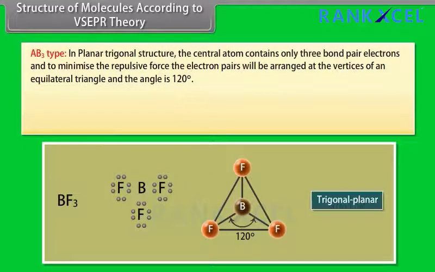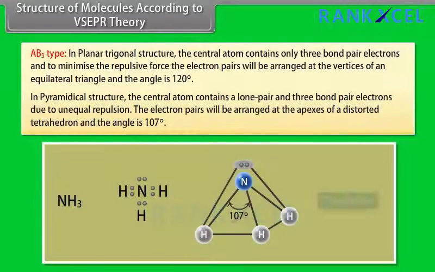AB3 type. In planar trigonal structure, the central atom contains only three bond pair electrons, and to minimize the repulsive force, the electron pairs will be arranged at the vertices of an equilateral triangle, and the angle is 120 degrees. In pyramidal structure, the central atom contains a lone pair and three bond pair electrons. Due to unequal repulsion, the electron pairs will be arranged at the apexes of a distorted tetrahedron, and the angle is 107 degrees.